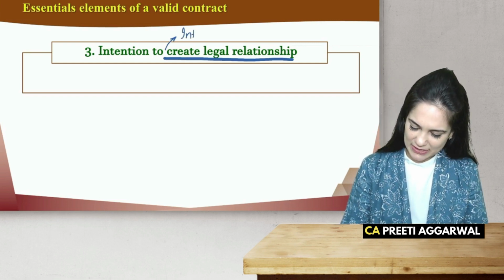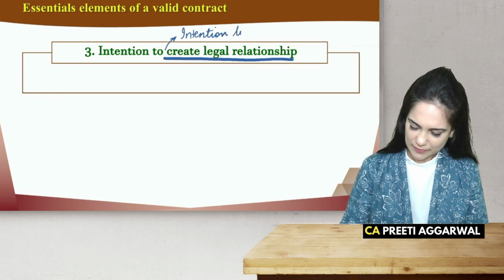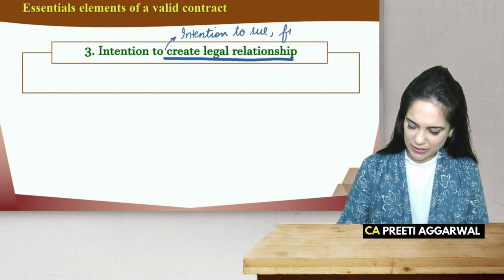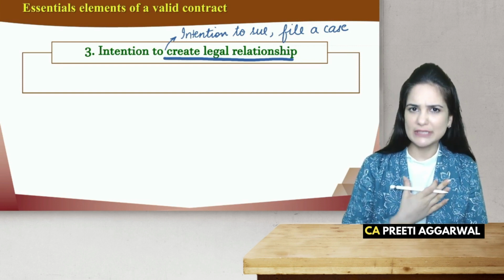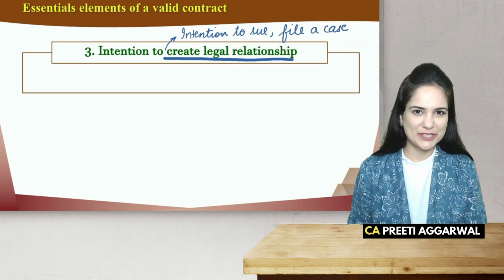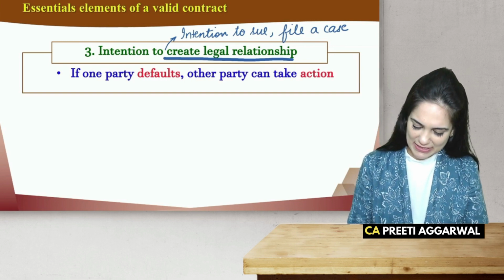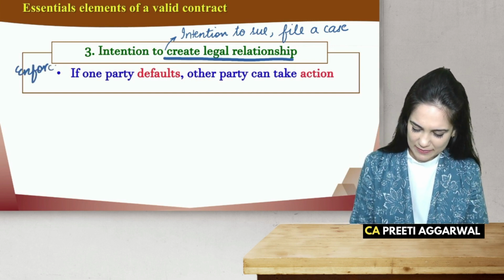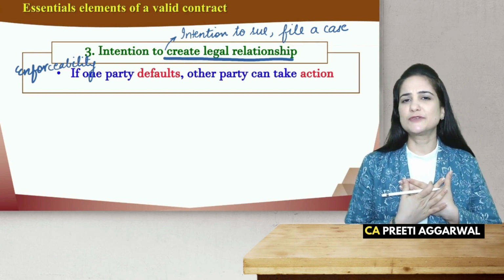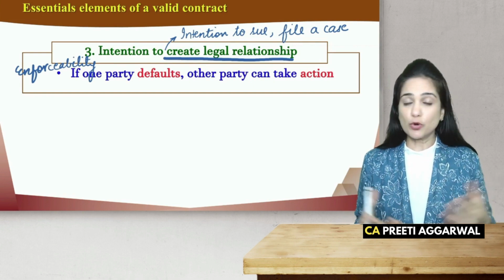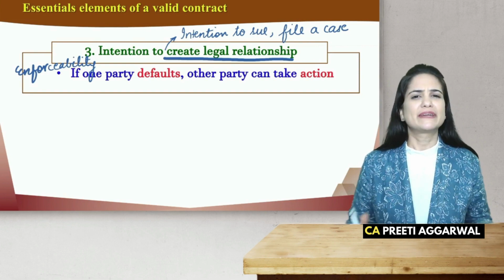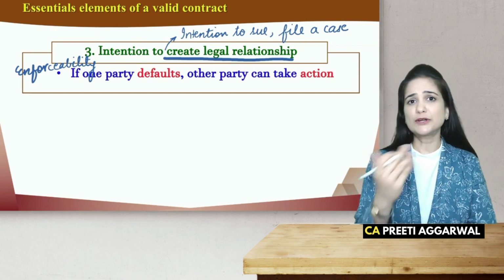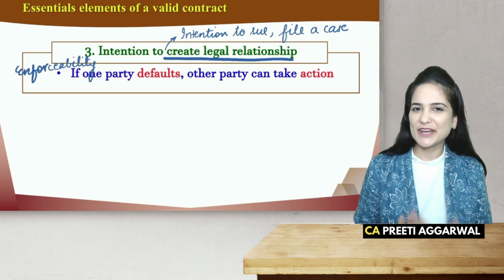Correct. There must be intention to sue, intention to file a case. If one party defaults, other party can take action. This is nothing but enforceability. So let's say that I promise to sell my flat to you and I don't fulfill that promise. You can take action against me. All right, I give my flat to you. You fail to pay money. I can take action against you.